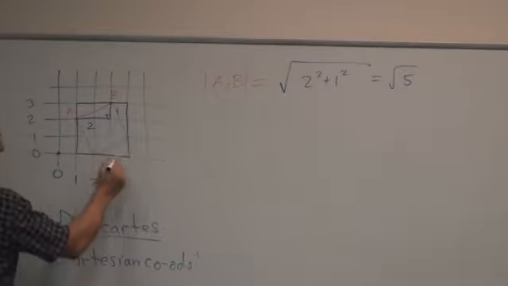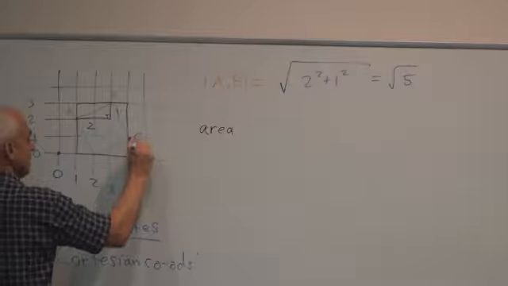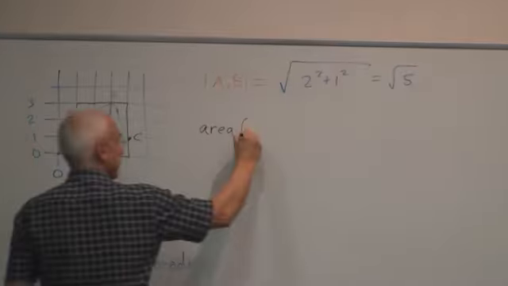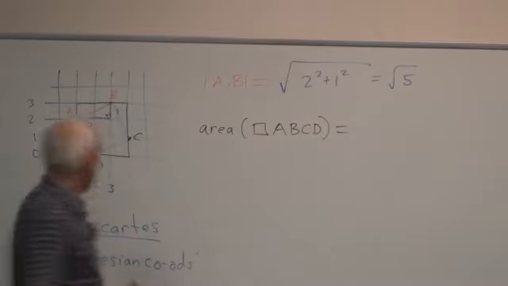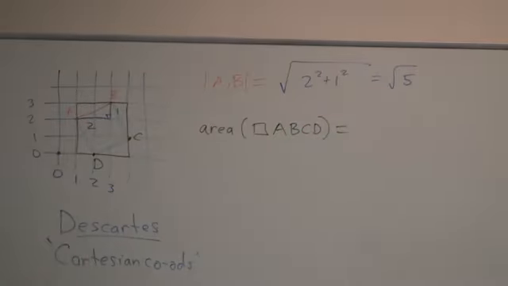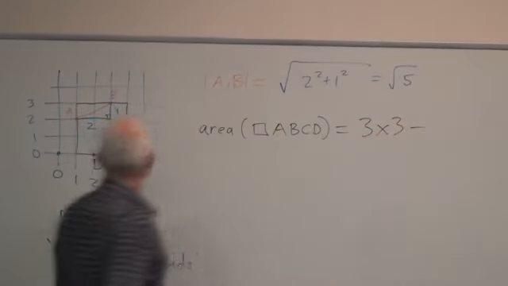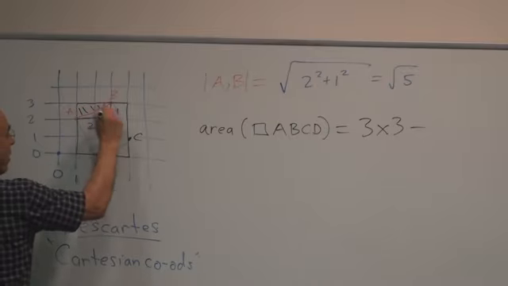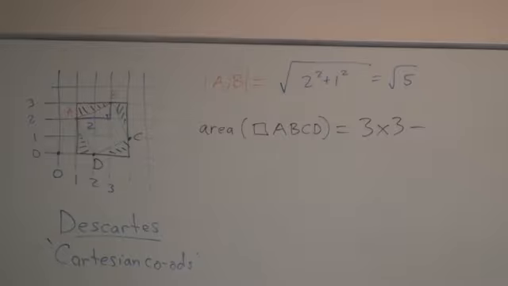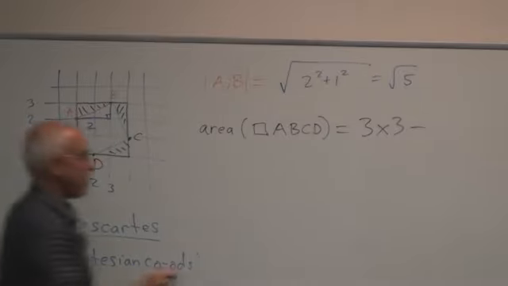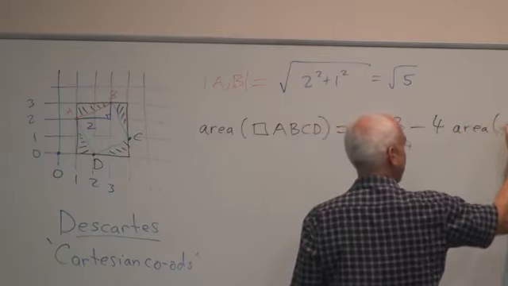Okay, what is that? Well, that's 3 times 3. So the area of our square, let's call it A, B, C, D, to give it some names. The area of the square A, B, C, D, that's the area of the big square, which is 9, 3 times 3, minus the area of these four triangles. Yeah? So I'll say minus 4 times the area of the triangle.